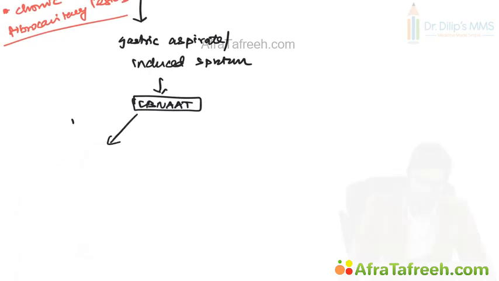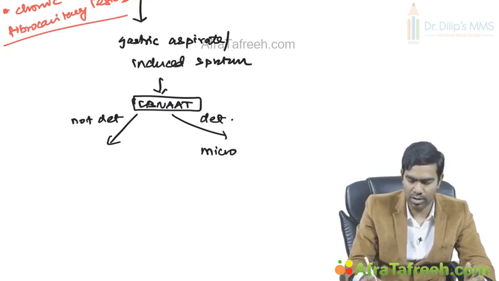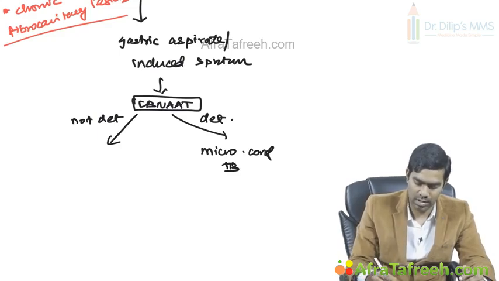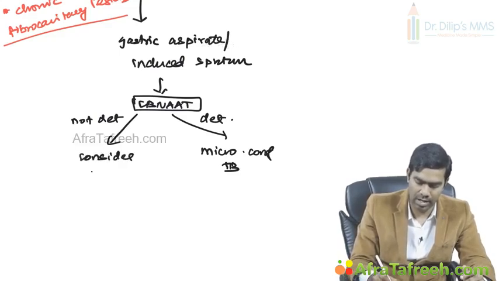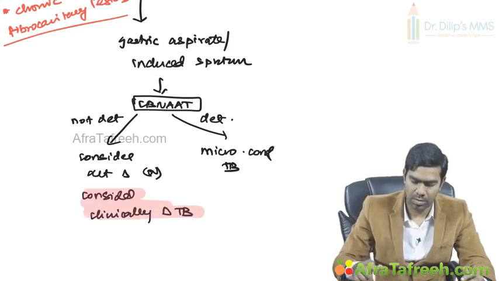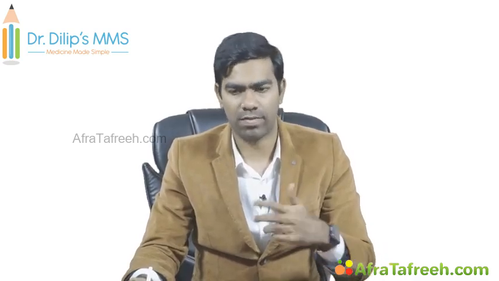Now it can come as not detected, or it can come as detected. If it comes as detected, you know very well, it will be microbiologically confirmed tuberculosis. If it's not detected, then you have to consider either an alternate diagnosis, or you can even go for a diagnosis called clinically diagnosed TB. Why can you consider clinically diagnosed TB here? Because the chest X-ray is so suggestive of tuberculosis. In those conditions, remember, GeneXpert sensitivity is again limited, especially if the smear is negative. I told you already, it cannot detect 100% of cases all the time. So GeneXpert negativity doesn't mean TB is definitely not there.